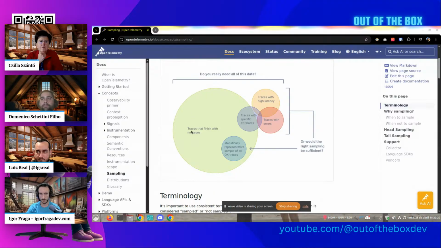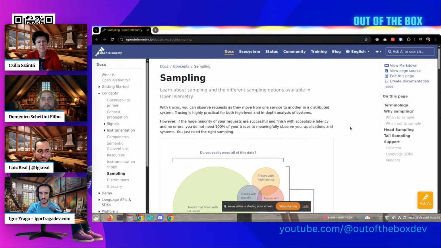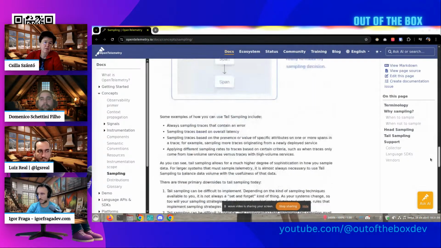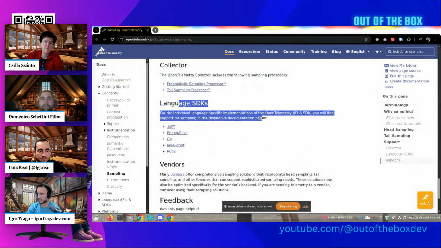Otherwise, like Domenico said, we would be looking at the big picture, and we might not even have a single error, and you have a lot of data that is not giving us what we need. Or would the right sampling be sufficient? That's really interesting, how you can tune observability, reduce costs, and just apply this intelligence, I would say, in the observability. And even upon your question, Sheila, you asked about the different technologies, and down here it brings some of the SDKs that they have specifically for some languages, and many others.